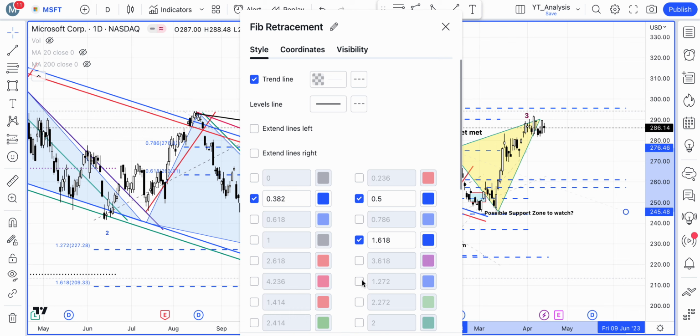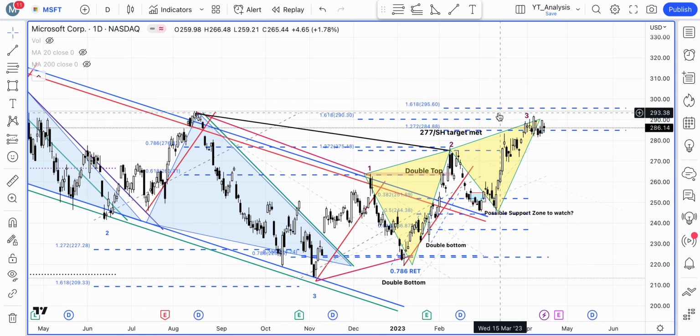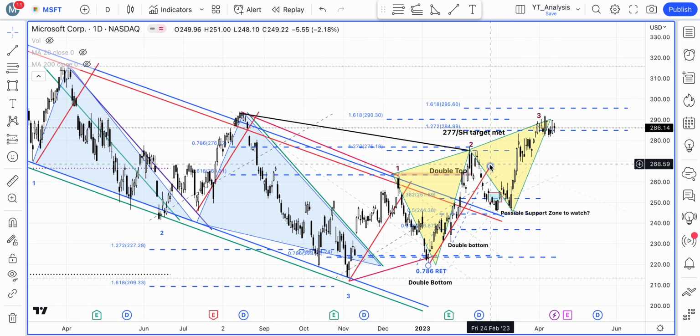1.272. So this one, the 1.618, comes in at about a $5 target right here. So there are a number of things coming together. What it means is that we need to pay really careful attention to that.